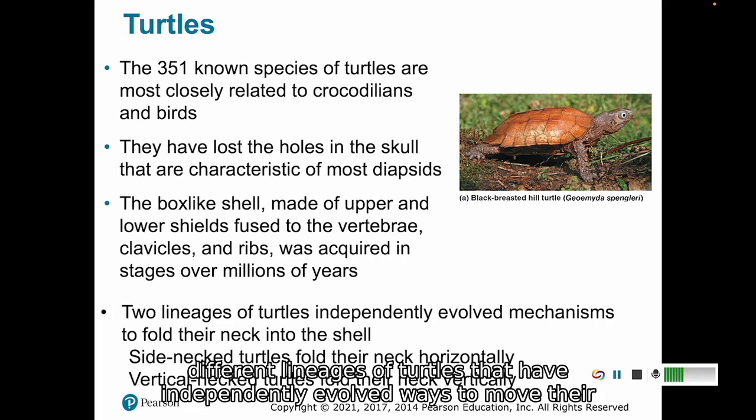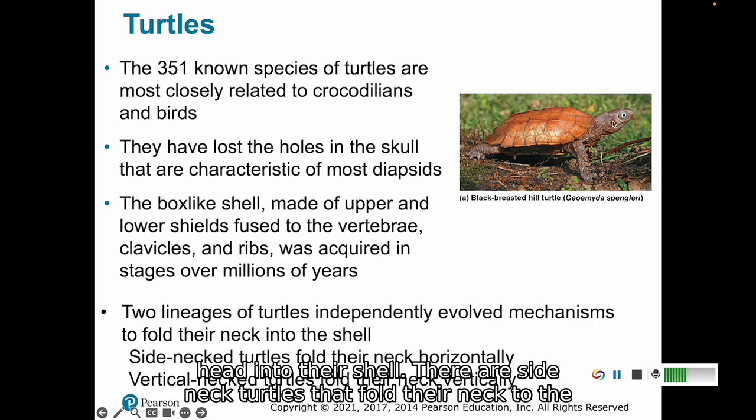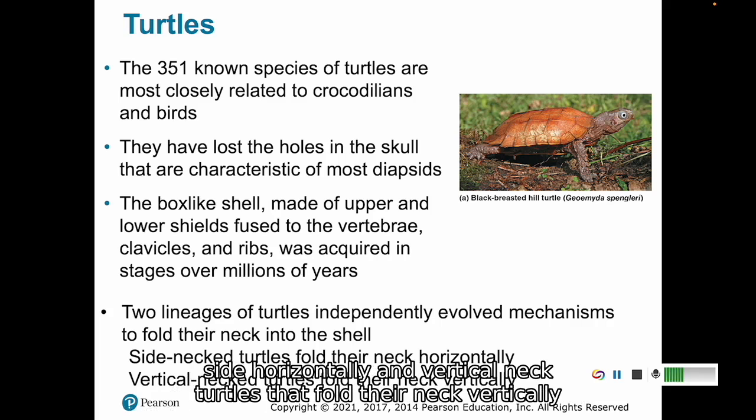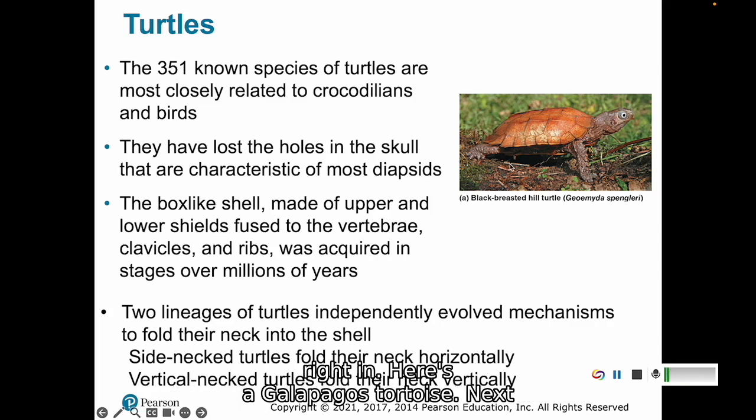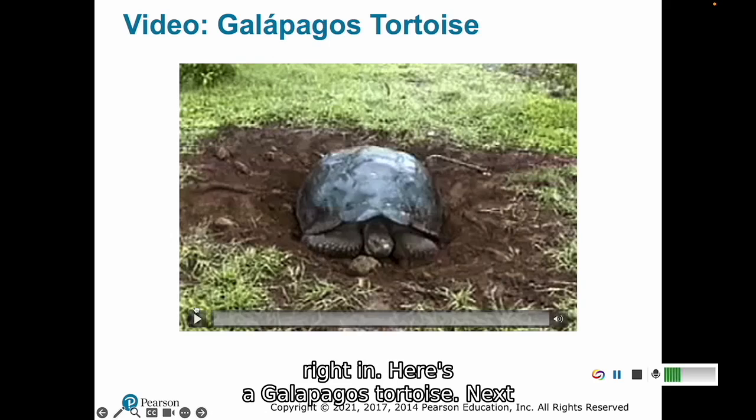And there are 2 different lineages of turtles that have independently evolved ways to move their head into their shell. There are side neck turtles that fold their neck to the side horizontally, and vertical neck turtles that fold their neck vertically right in. Here's a Galapagos tortoise.